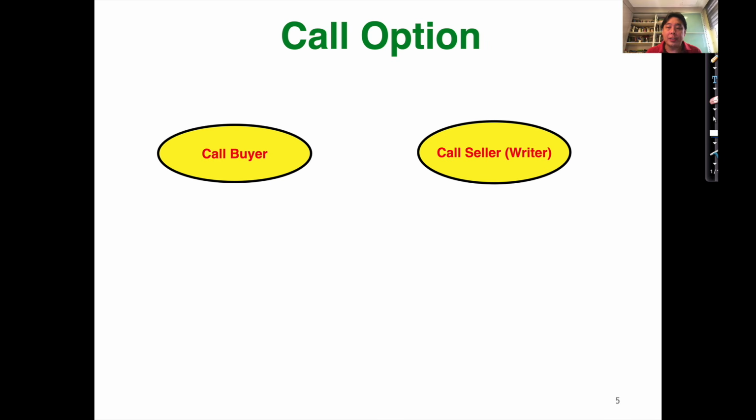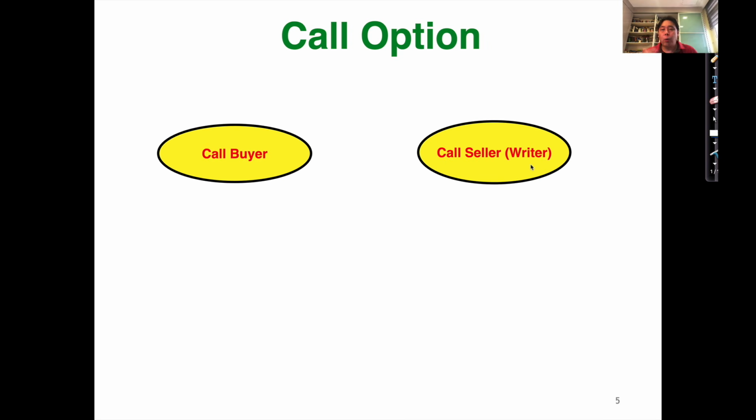Now let's take a look at the entire transaction. So in the market, you can play two roles. You can either be the call buyer, the person who buys the calls, or you can be the person who sells the calls. Sometimes I buy calls, sometimes I sell calls. I take the roles interchangeably depending on my strategy and my objectives. Now the person who sells the call is known as a call writer because you write a call. It's like writing a contract.